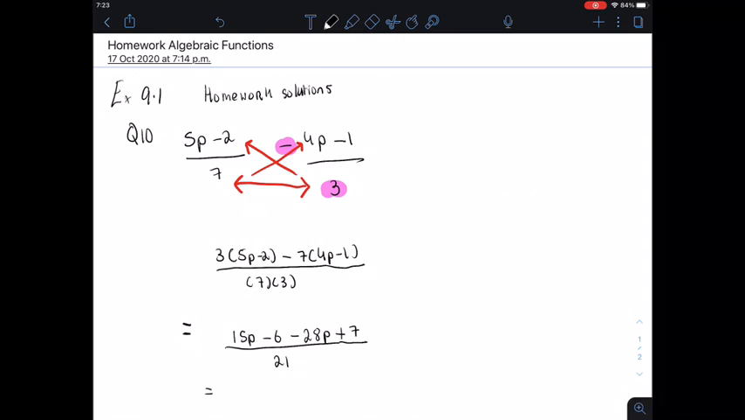And from here, we just add together our like terms. So 15p minus 28p leaves me with minus 13p. And then adding together our numbers, minus 6 plus 7 gives me plus 1. And that's all over our bottom of 21.